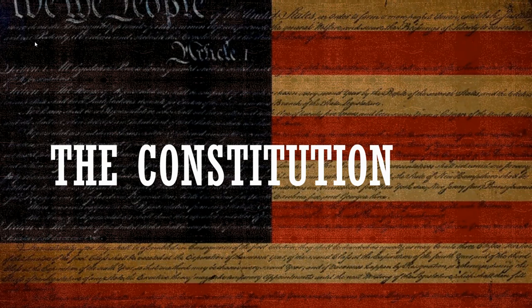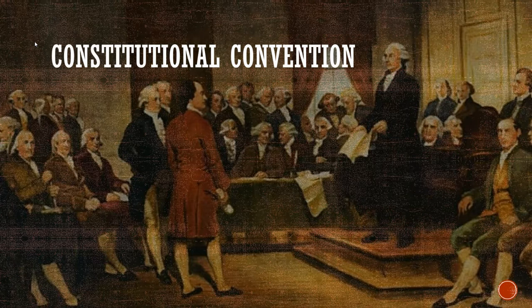Hey guys, so today we're going to talk about the Constitution, which is the form of government that we have after the Articles of Confederation. The Constitution starts in 1789 and we still have it to this day. So let's start talking about how this came to be. How did we get from the Articles of Confederation to the Constitution?